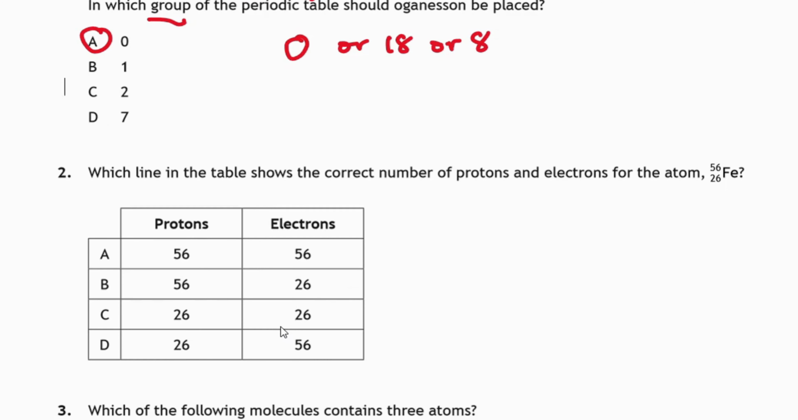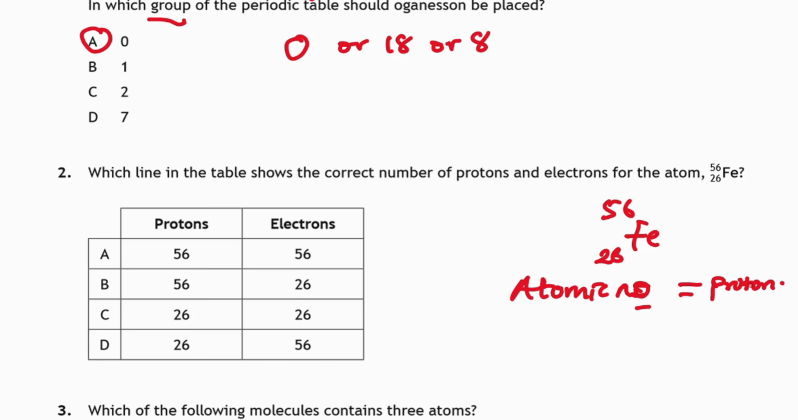And the next one says, which line in the table shows the correct number of protons and electrons for the atom? In this atom, the number at the bottom is always the atomic number, and the number at the top is always the mass number. And we know that atomic number is the same as proton number, always, even if the atom is not neutral. For a neutral atom, atomic number is always the same as the proton number, which is always the same as the electron number.